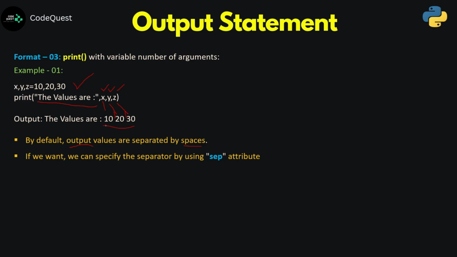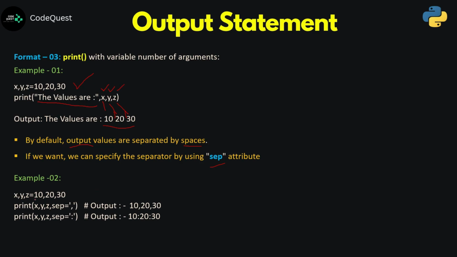Unless we want to specify otherwise, we can make them separate by using an attribute called the sep attribute. For example, you can see we have taken x, y, z, the same set of values. This time I'm printing x, y, z, but towards the end I'm using an attribute called sep, where I'm using a comma, which means in the output the values of x, y, z will be displayed with a comma separating each of the values. Similarly, in the second occasion, here we are using a colon. So colon acts as a separator here, which is going to separate the values with a colon, like 10 colon 20 colon 30.